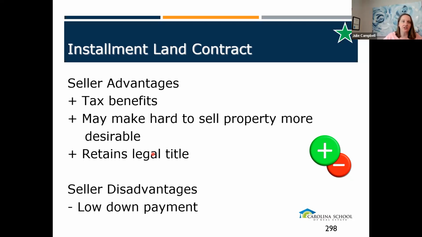The big disadvantage to the seller, they'll get paid the purchase price, but they're not going to get it all up front. If your seller needs all the money now, they may not be able to consider an installment land contract. So a lot of it just depends on their situation.